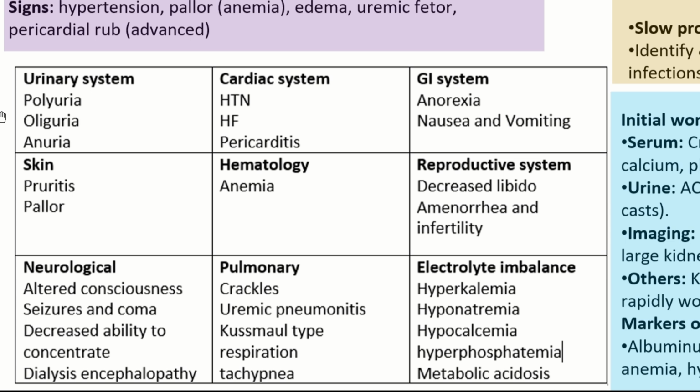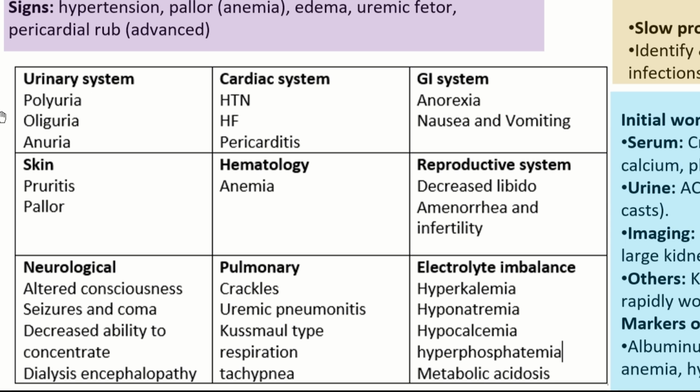Then we can have pericarditis, which comes from the uremia, when it extravasates into the pericardial membrane. It's going to cause a pericarditis. Then we have the GI system where we have anorexia, nausea, and vomiting, and this is also coming from the urea. We have the skin where we have pruritus, we have pallor, then we have anemia.